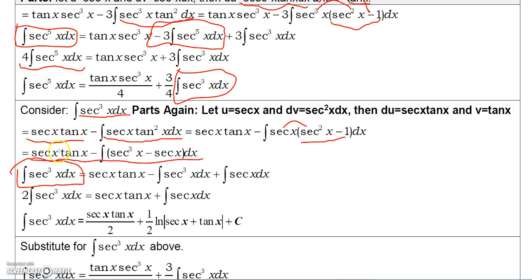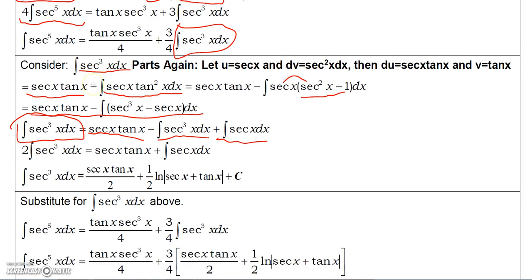So I'll bring this term down, put it there. And then when I bring this down, I'm going to break it up into two integrals, so I get the integral of secant cubed x distributed in a minus through, so it'd be minus that integral. And then I have a minus times a minus here, so that would be plus this integral.